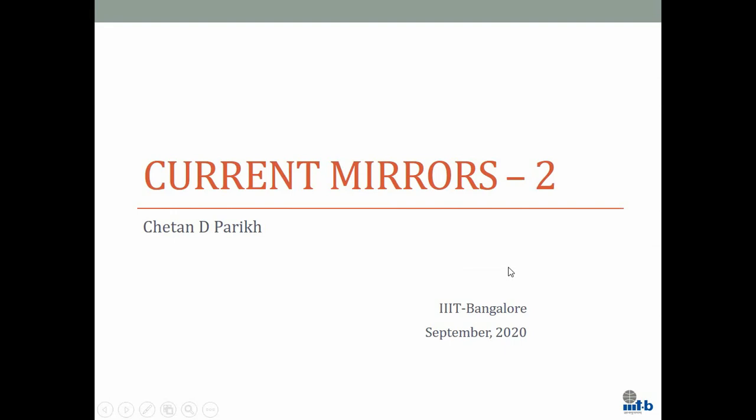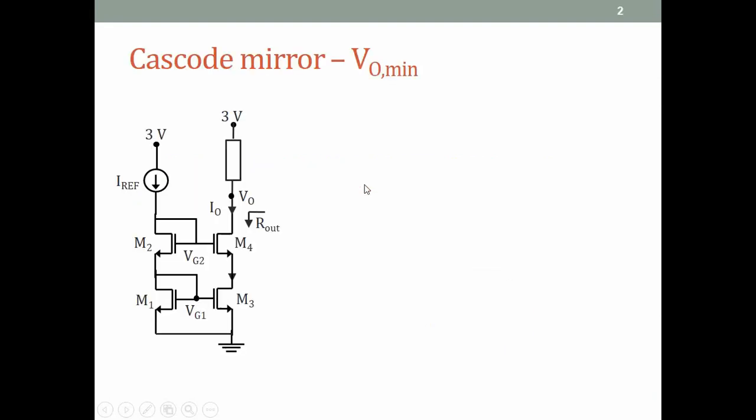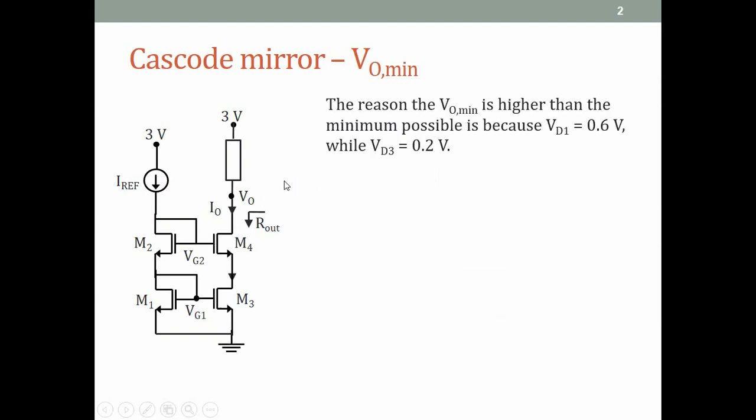So this is the second lecture on current mirrors. Last lecture we were looking at this circuit and we had found that this circuit gives a high R out, gm4 ro4 ro3, but its voltage swing is significantly reduced because the VO min that we can get with this circuit with a VOV of 0.2 volts turns out to be 0.8 volts.